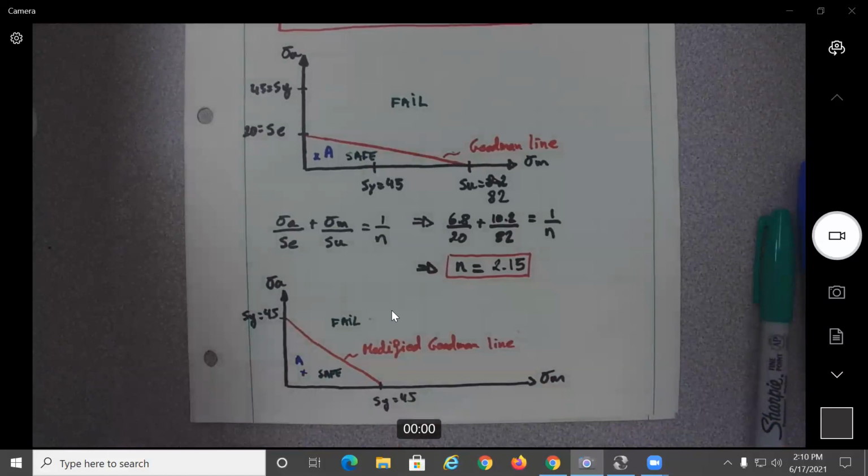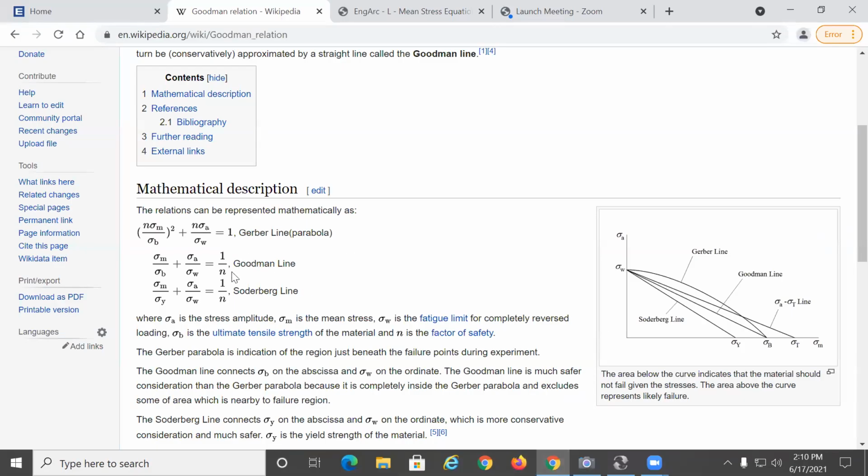Okay, so once again, I give you this example, but if you go read the textbook, they give you all those different equations for the different cases. So read the ones we call the Goodman, the Soderberg, the Gerber, and so on and so on.